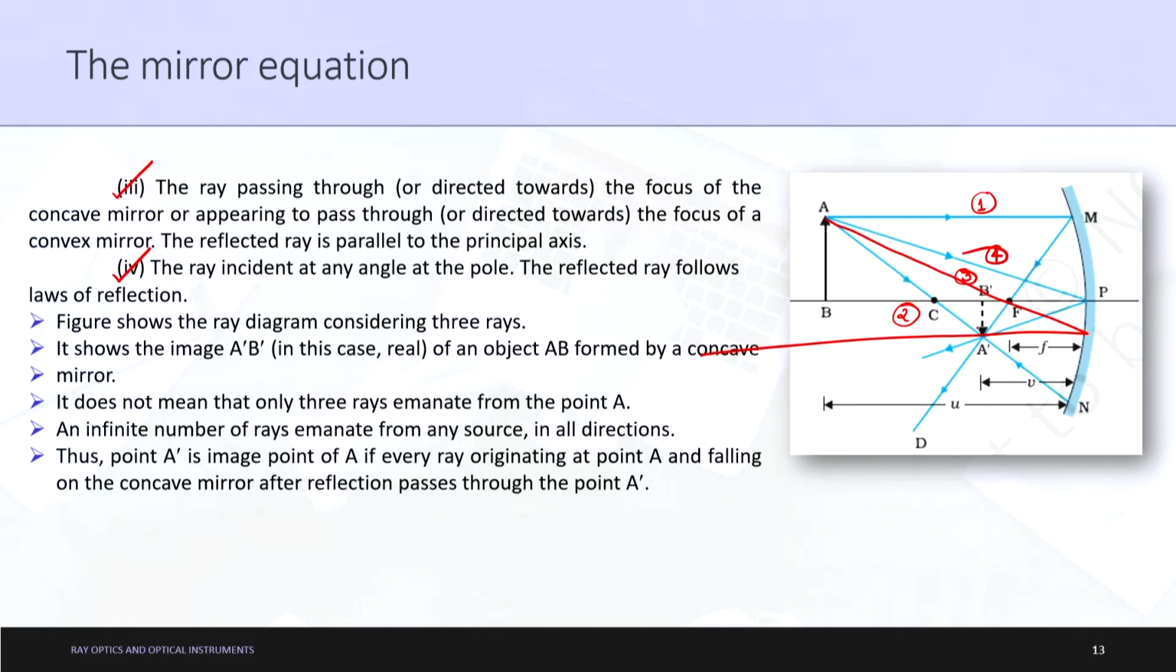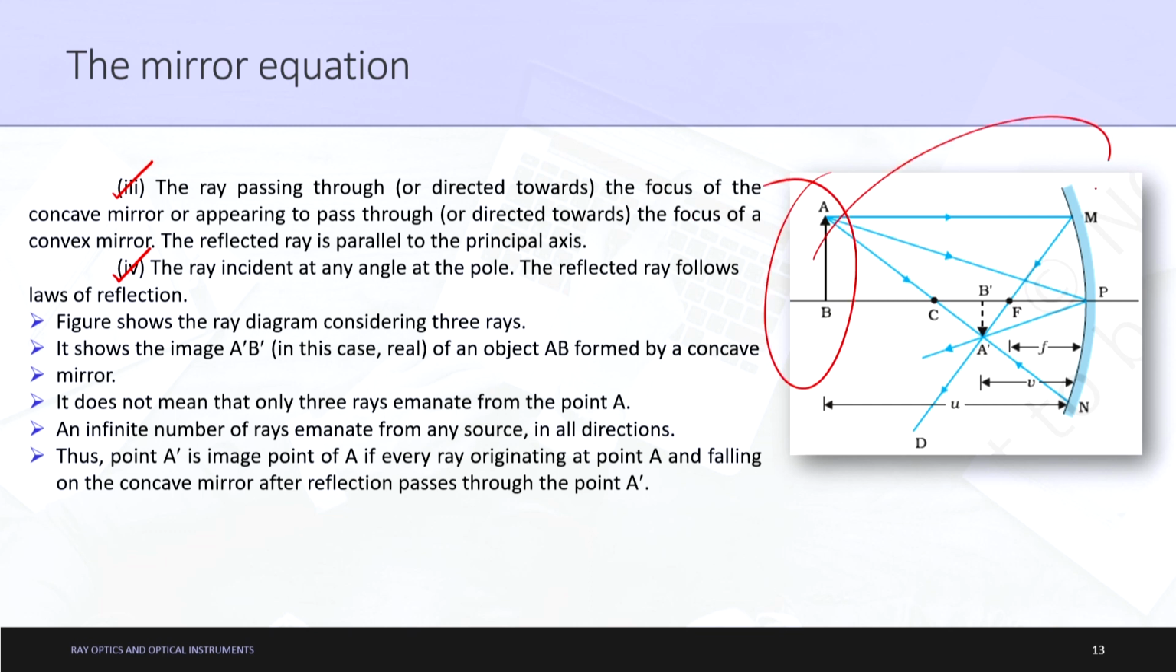Okay. So, figure shows the ray diagram considering 3 rays. So, here only 3 rays are being considered. It shows the image A dash B dash. So, this is the image A dash B dash being formed here. In this case real, quite evident. Why it is real? Because real lights are being converging at the portion. Okay, of an object AB formed by a concave mirror. So, this is object formed by a concave mirror. Okay.